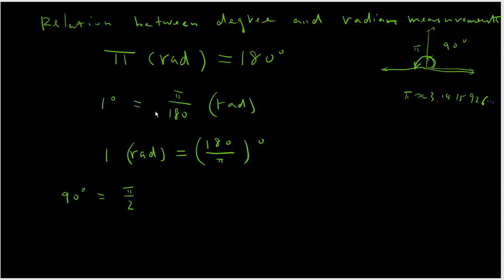Alternatively, you can use the second formula, the second relation. You multiply both sides of the equation by 90. You have 90 degrees, right? And then you also have the same thing, pi over 2, right?